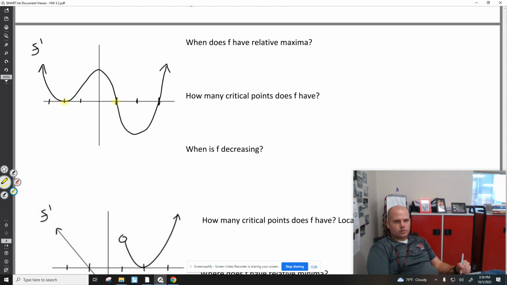Zeros, zeros, zeros. Those are the critical points, when f prime equals 0 or is undefined. So what are the critical points? X equals -2, 1, and 3. There are 3 critical points.